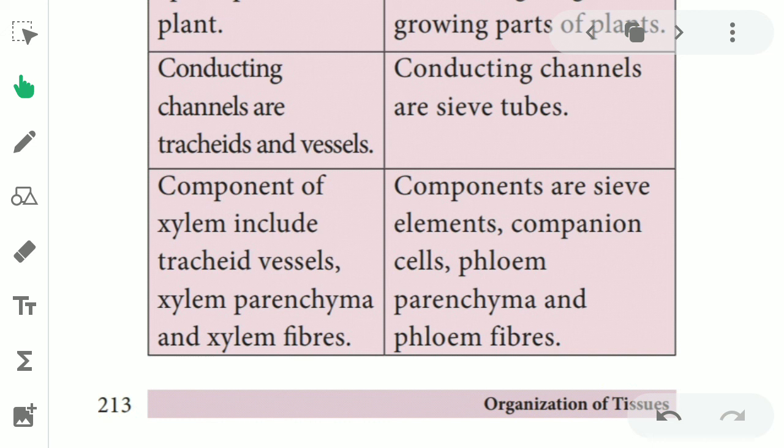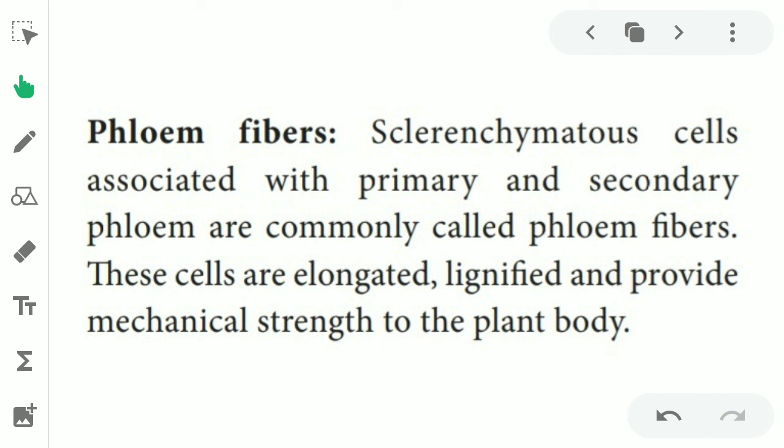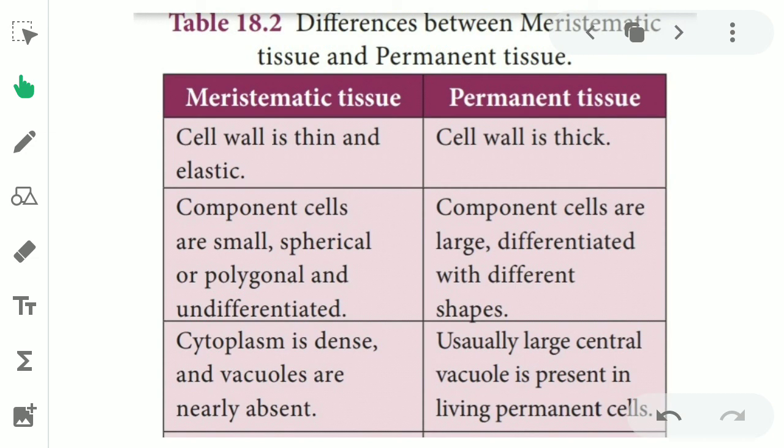Components of xylem include tracheids, vessels, xylem parenchyma, xylem fibers. Components of phloem are sieve tube elements, companion cells, phloem parenchyma, and phloem fibers. Now, phloem fibers: sclerenchymatous cells associated with the primary and secondary phloem, commonly phloem fibers, are elongated, lignified, and provide mechanical support to the plant.